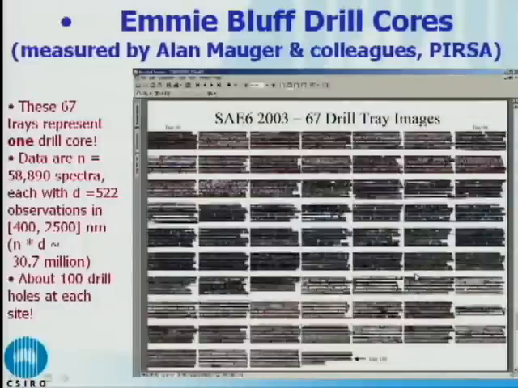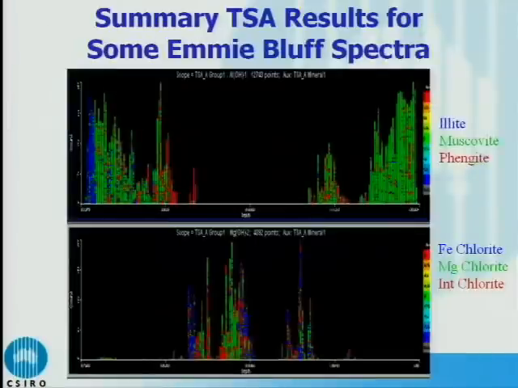Okay, so there is a typical drill hole consisting of 67 drill trays. I didn't bring that one with me, unfortunately. And it's got about 60,000 spectra, and it actually measures about 500 wavelengths between 400 and 2500. It's about 30 million numbers, which is certainly small by your standards, but still fairly large. But at each site, there are about 100 drill holes. So there's a lot of data to analyse, and then the geologists take this and they have these 3D models of what's happening. Okay, and then of course you can summarise that information.